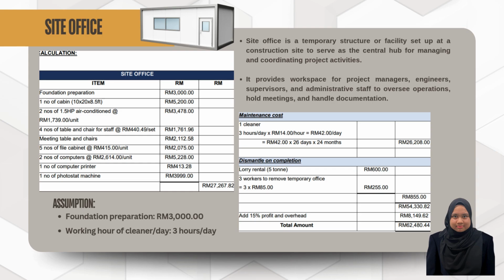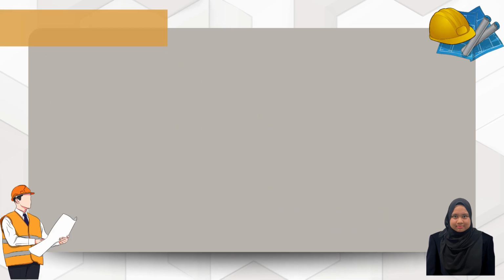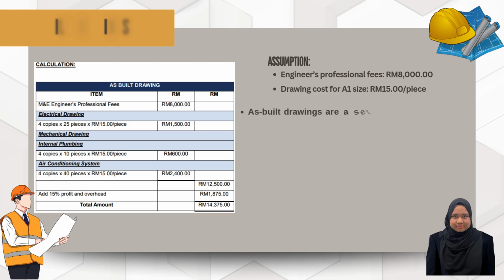and then maintenance costs and then dismantle on completion costs. In maintenance cost, the cost of cleaner is included, where the total working hours is 3 hours per day with 14 ringgit per day. The cost is 26,208 ringgit for 24 months. For the cost of dismantle, the cost of lorry rental and 3 labours are included, which add 15% of profit and overhead. That costs 62,480 ringgit 44 cents.